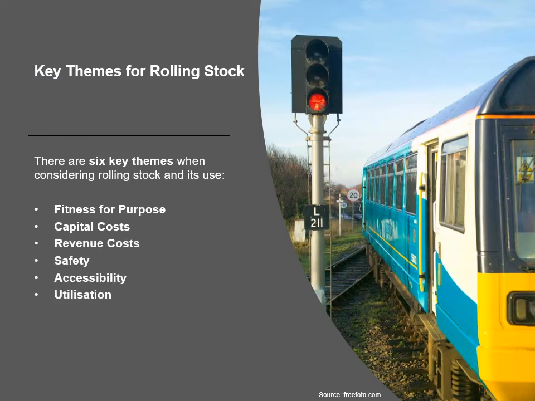So there are 6 key themes when considering rolling stock and its use: fitness for purpose, capital costs, revenue costs, safety, accessibility and utilisation.